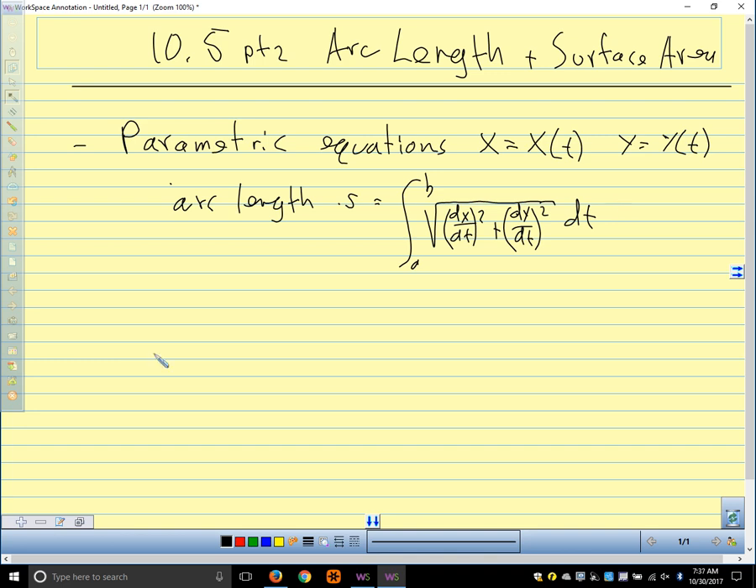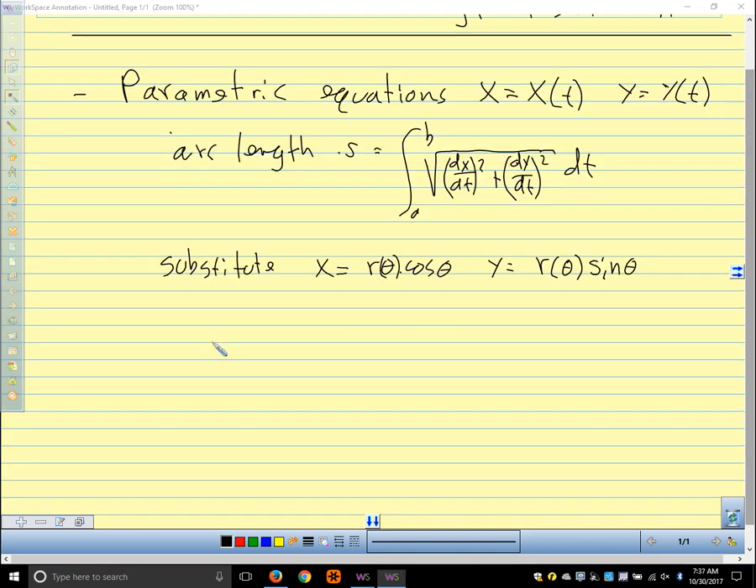All right, we're going to substitute x equals r cosine theta, where r is r of theta, and y equals r of theta sine theta. So our radius can vary with theta. We make this substitution and do a little bit of algebra. It's not difficult algebra. It involves, I think, one nice trig identity, and we get our arc length in polar coordinates.